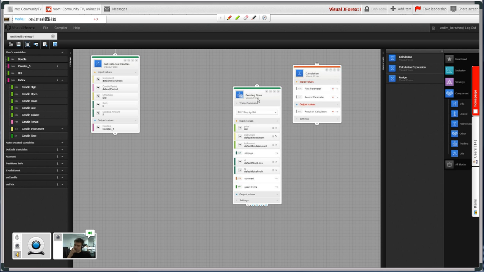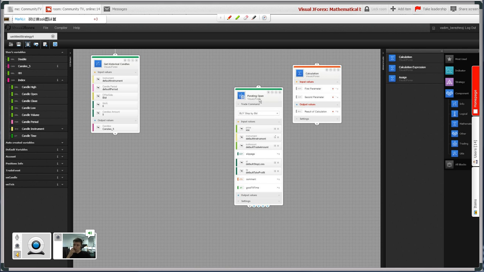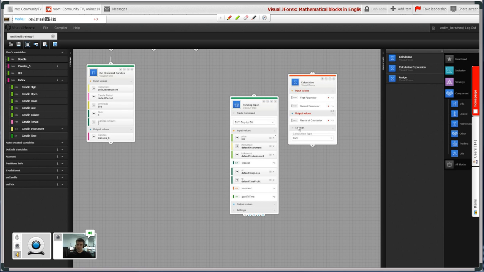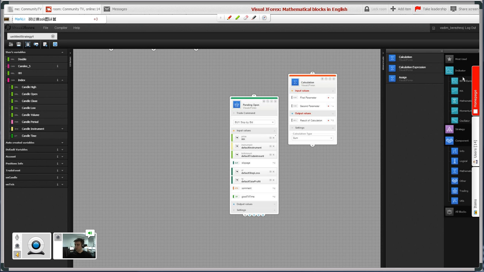Where can we use calculation? For example, when we are calculating stop or take profit levels, this block will make one operation. Here it's multiply, sum, division, and subtraction. Usually to calculate take profit, we use sum. Let's say we will calculate a moving average and set take profit and stop loss at certain levels.